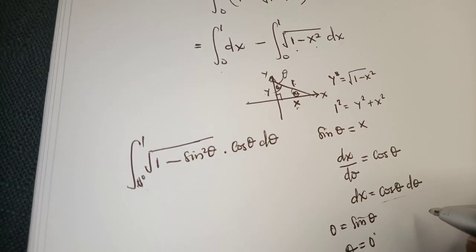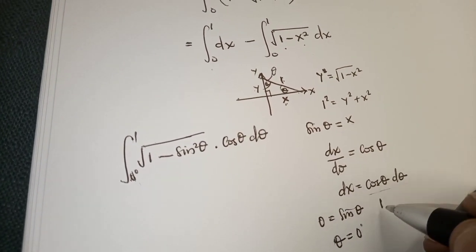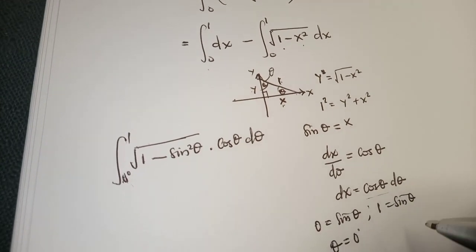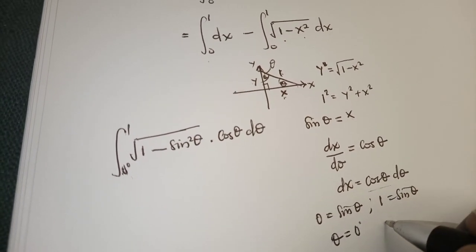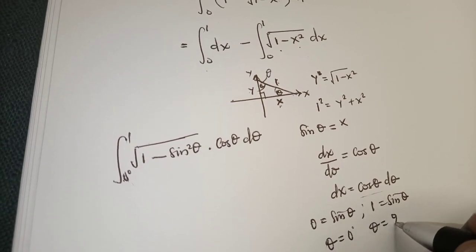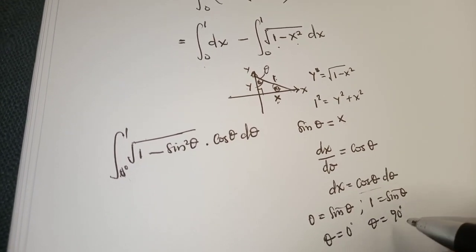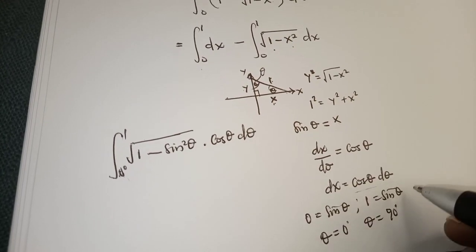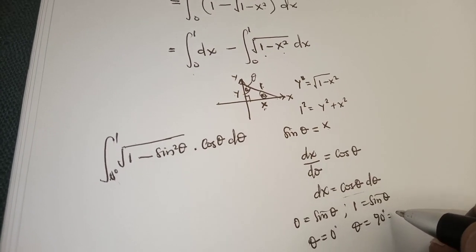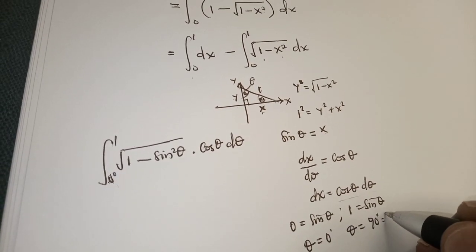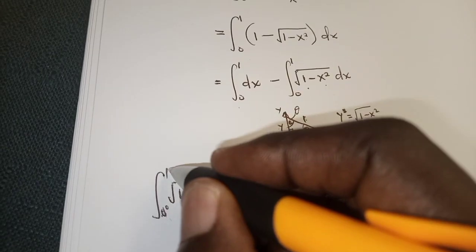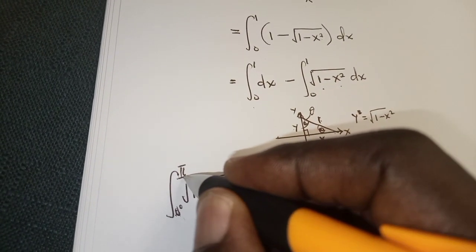We do the same thing for 1. 1 equals sine theta, so sine inverse of 1 should give us 90 degrees. We can leave it in radian form, so 90 degrees is pi radians on 2, so that should be pi on 2.